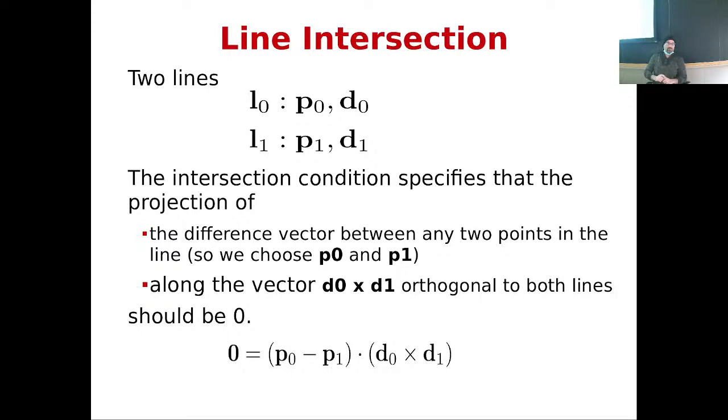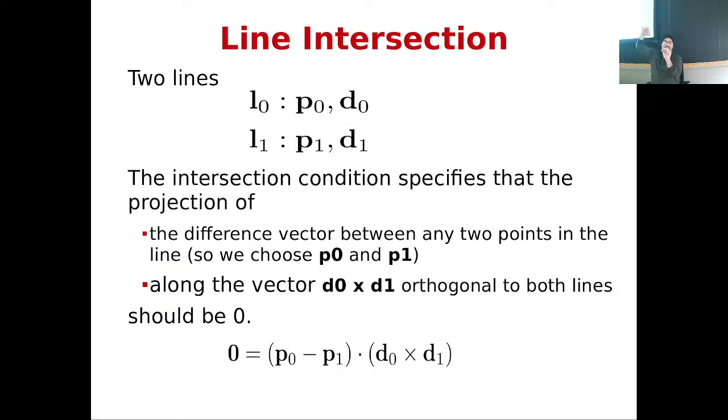We could pick two random points on these two lines. Any ones. Let's pick just the points P0 and P1, because we can pick any. Now, these two points form a vector. The difference between these two points forms a vector in space.